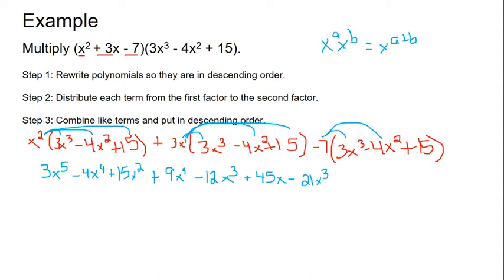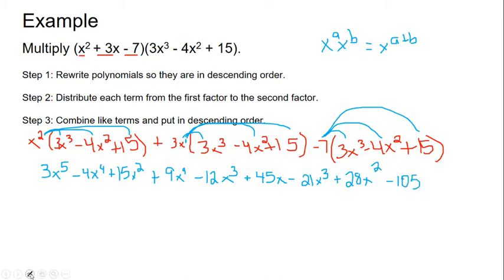Then negative 7 times negative 4x squared. Negative 7 times negative 4, remember negative times a negative is a positive. 7 times 4 is 28x squared. And then our last one here, negative 7 times 15, so negative times a positive is a negative. And then remember, if you need to use a calculator, go ahead. 7 times 15 is 105.